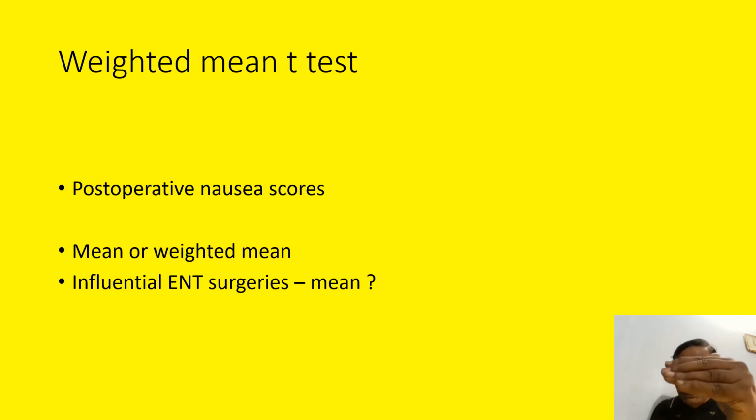For example, in ENT surgeries your scores will be different, and in non-ENT surgeries the nausea is less. A weighted mean test means you are giving a mean which is slightly different, because we know that this nausea score is more in ENT surgeries.